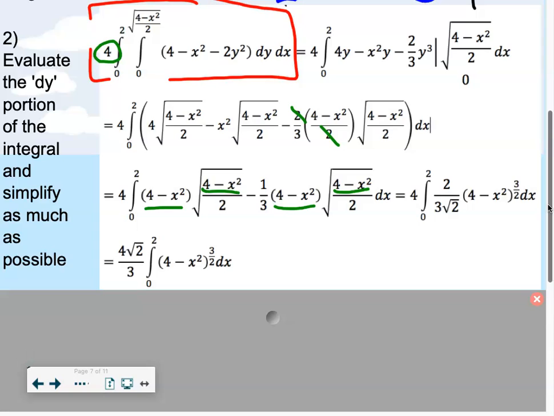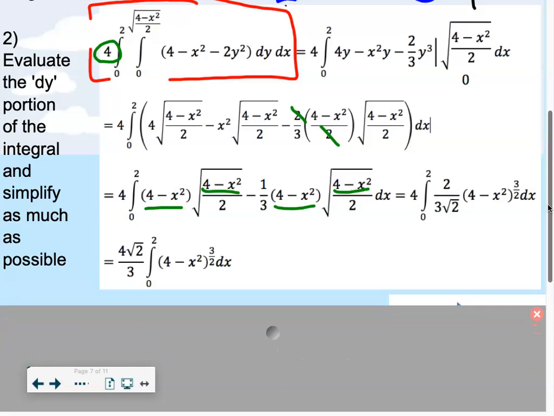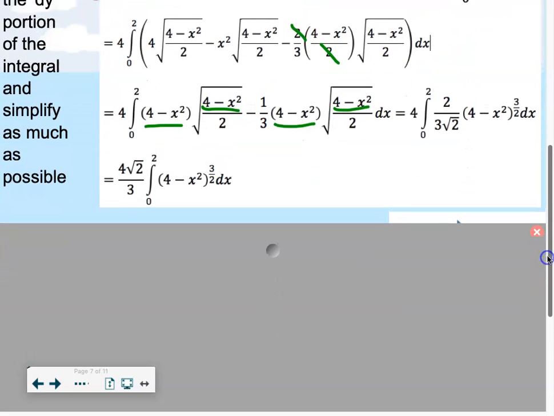Trig substitution works great when you need to integrate quadratic functions raised to powers. I know that's kind of an unusual set of functions, but it comes up from time to time. So when you need to integrate quadratic functions raised to powers, that's where you're going to use your trig substitution. Okay. So here's how you do trig substitution.